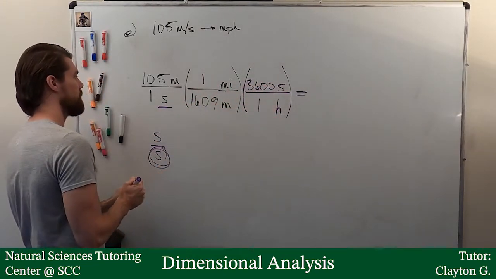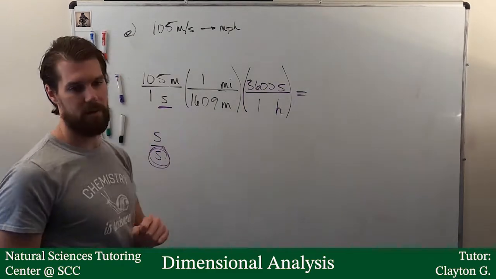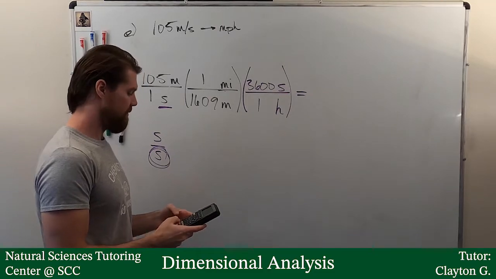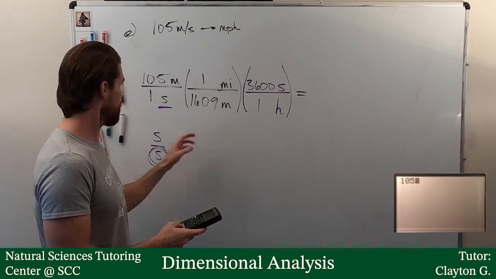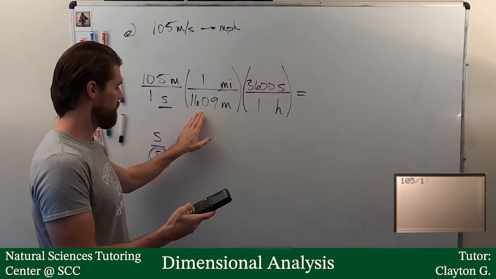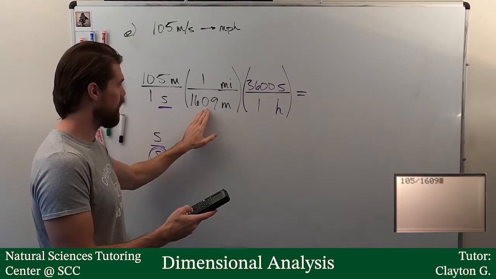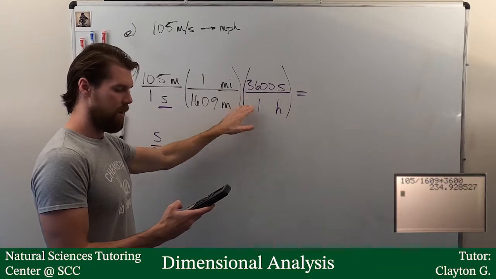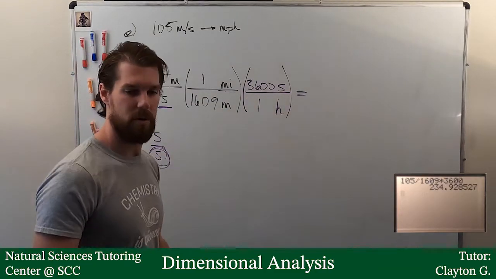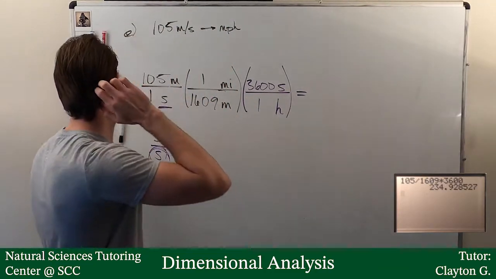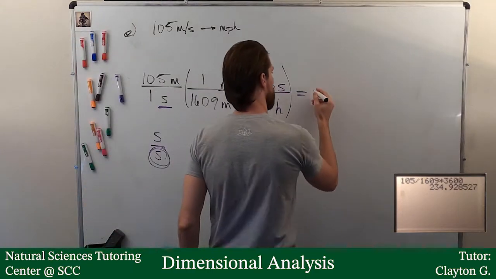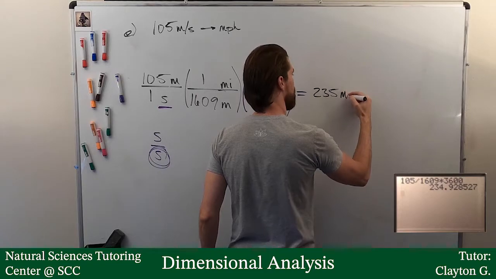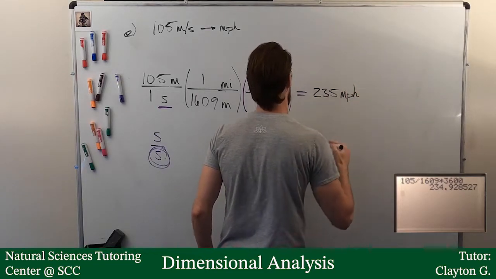All right, so let's throw it in the calculator and see what we get. We have 105 divided by 1609 times 3600. All right, we'll round that to 235 miles per hour. 235, so maybe we're breaking some kind of land speed record here.